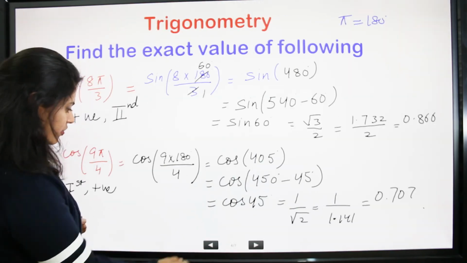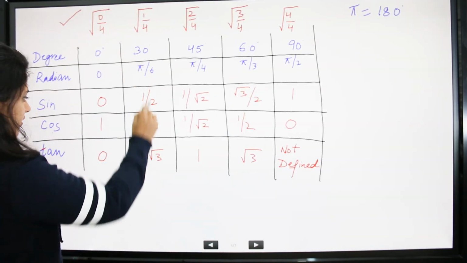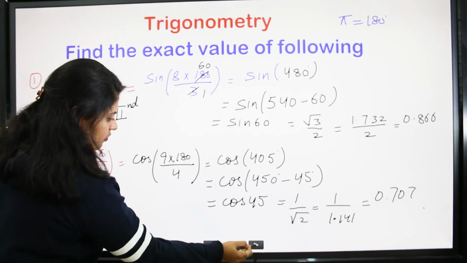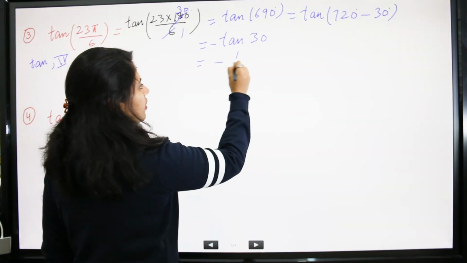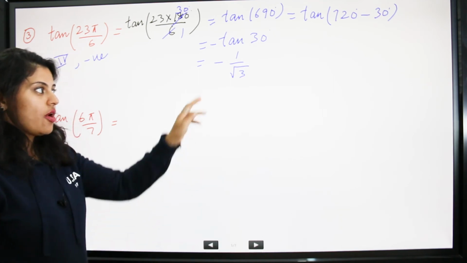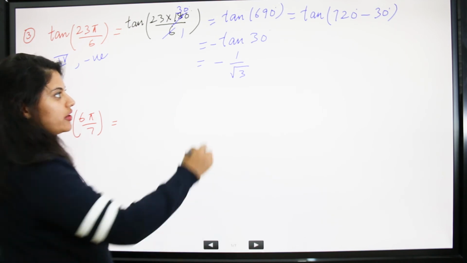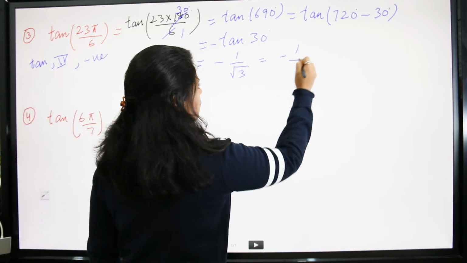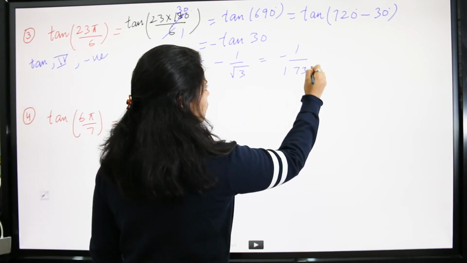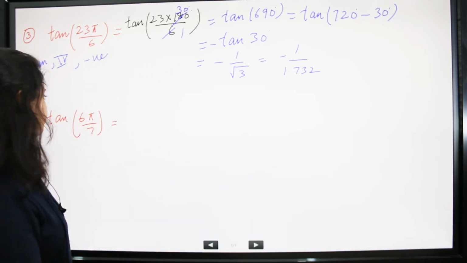So tan 30, you're going to find the value from here. Tan is here, 30 degrees here, which is 1 over root 3. So you're going to write 1 over under root of 3. So this is the exact value of this one. Or also you can find the value by putting 1.732 for this one, which is minus 1 over 1.732, which is under root 3. If you divide it, you will get the value.